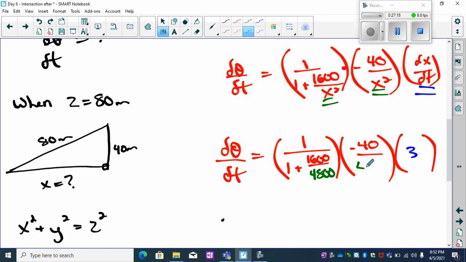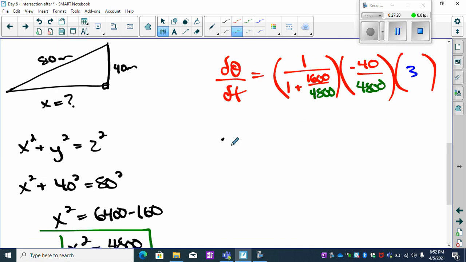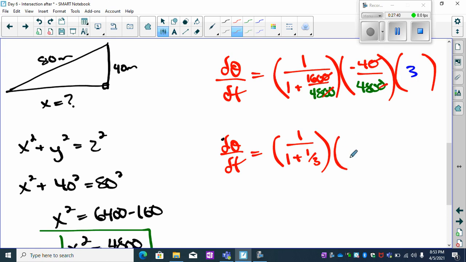it looks kind of greasy, but it's actually not too bad at all. Because I can reduce this to 1/3. 16 over 48 is 1/3. So I've got, in this first bracket, 1 divided by 1 plus 1/3. This is going to reduce to negative 4, so that'd be 48 divided by 4, 16, 160.